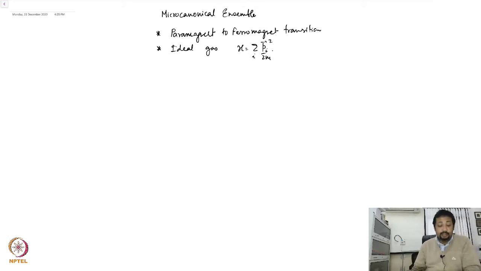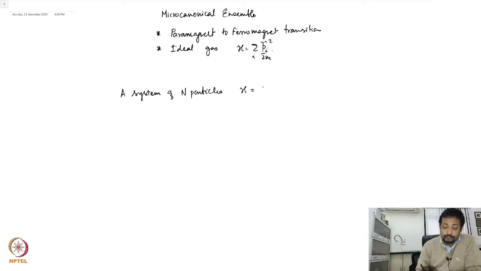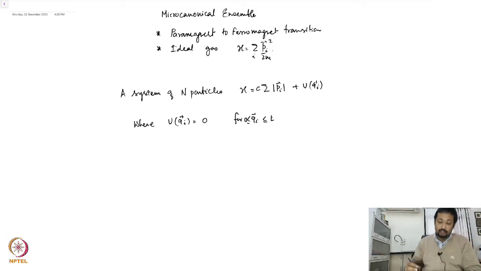In the current lecture, what we want to now focus on is something similar, a system of N particles, the Hamiltonian of which is given by c times the sum of modulus p_i plus U of q_i, where U of q_i is equal to 0 for q_i greater than or equal to 0 and less than or equal to L, and is equal to infinity otherwise.